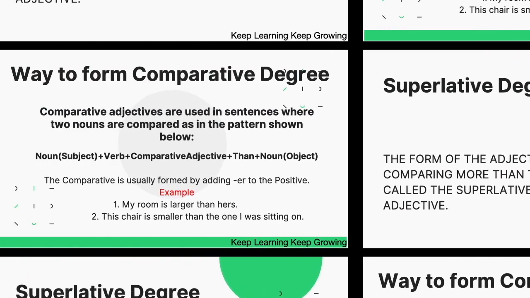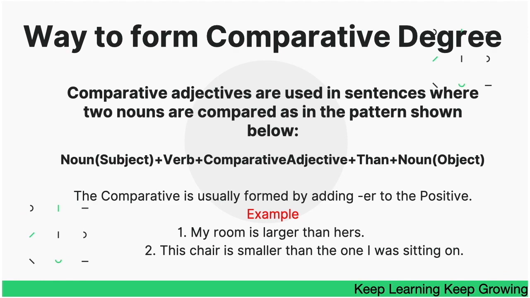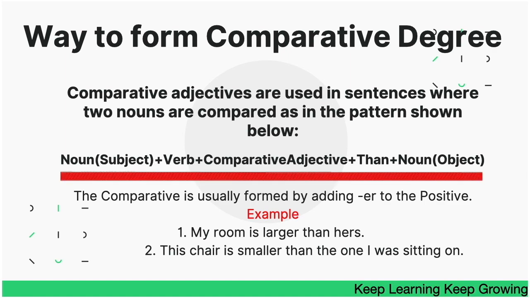Now let us begin with our next slide. See, here we are going to learn how can we form the comparative degree. Comparative adjectives are used in sentences where 2 nouns are compared, and it can be shown in the following pattern. Like noun as a subject, plus I am using a verb just beside it. Then I am adding the comparative adjective. Just beside it I am using than and the noun as an object.